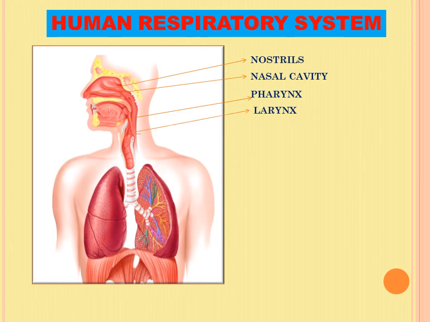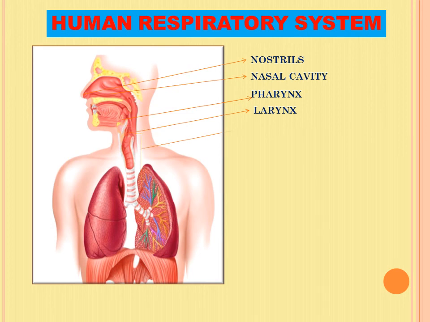So, the next part is the larynx. Larynx is the voice box, this region. You must have noticed that in males there is a protruding part in this region, that is the voice box or Adam's apple. So this region is the larynx.